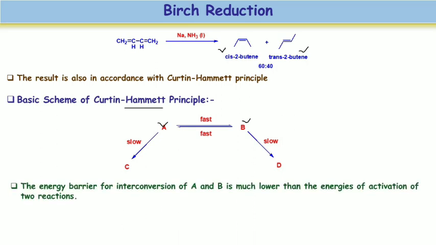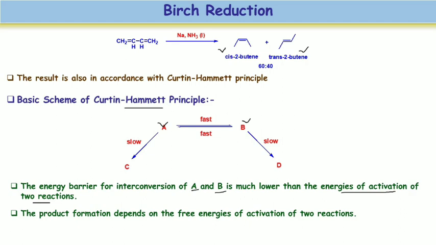Here are some important points to be noted. The first one is that the energy barrier for the interconversion of A and B is much lower than the energies of activation of the two reactions. And the second one is that the product formation depends on the free energies of activation of the two reactions. So this is basically saying that if the reaction path is associated with lower free energy of activation, that will give the major product. If the reaction path is associated with higher energy of activation, that will give the minor product.